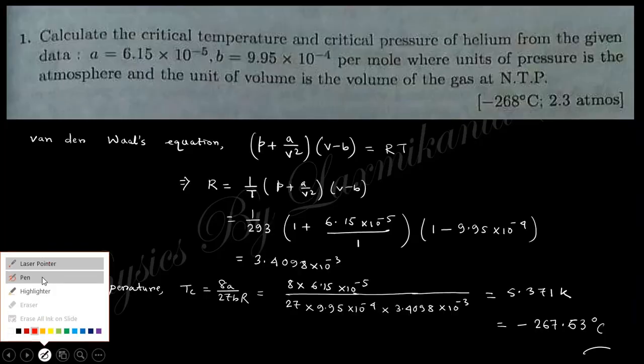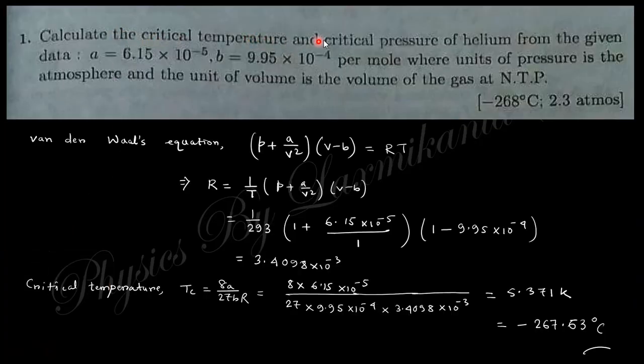So let's start. The first question says: calculate the critical temperature and critical pressure of helium from the given data. The constants of the van der Waals gas equation, A and B, are given, where the unit of pressure is the atmosphere and the unit of volume is the volume of gas at NTP. So the van der Waals gas equation is like that. The value of R is nothing but 1 by T into this. Temperature at NTP is 293, 20 degrees centigrade. Atmospheric pressure is 1 and volume is also 1. So this is the R value in terms of this unit.